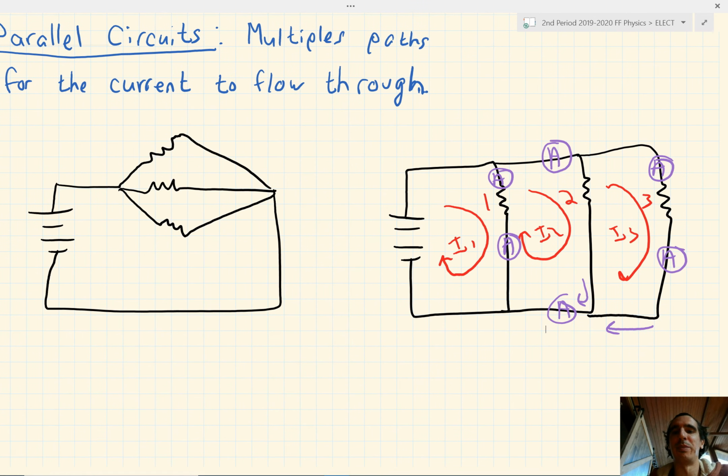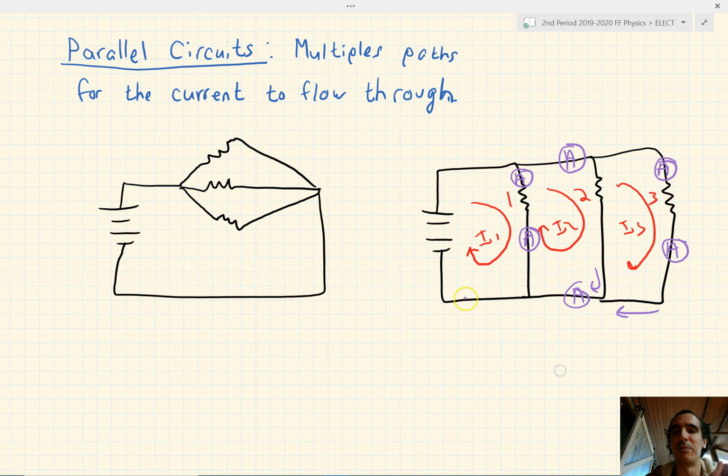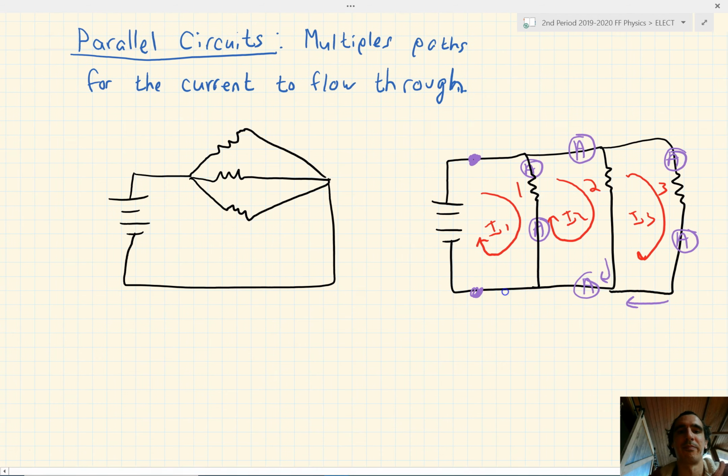And what we can tell is because each current has their individual paths, that the current flowing through each resistor will be different, and they're all going to recombine before they reach the battery or after they exit the battery. And we can see that the total current is the sum of each individual current.